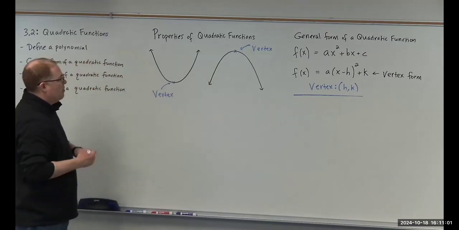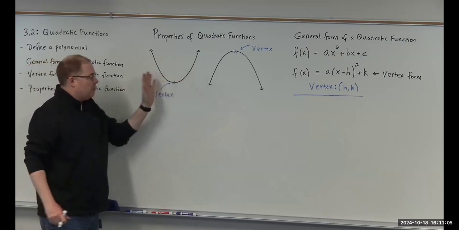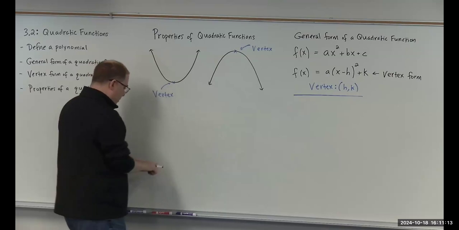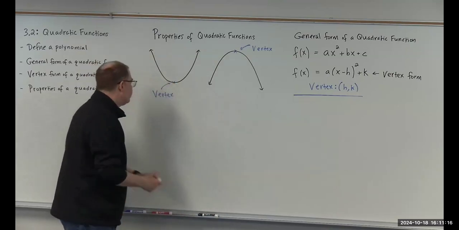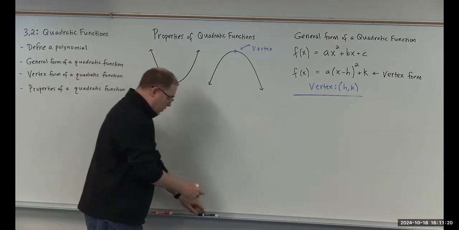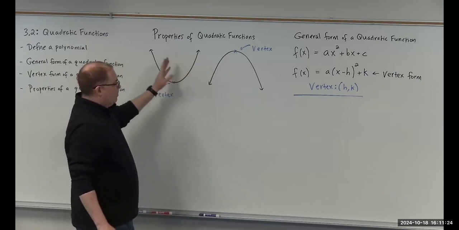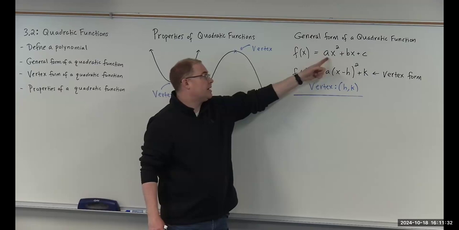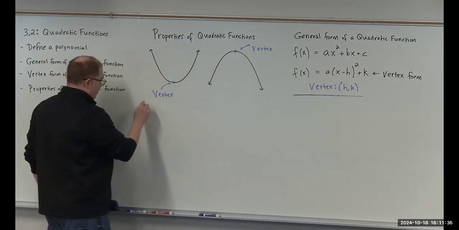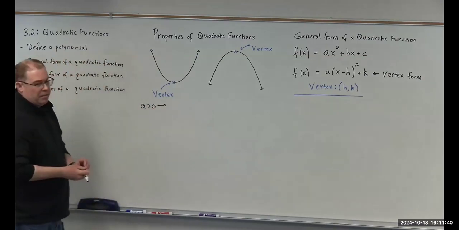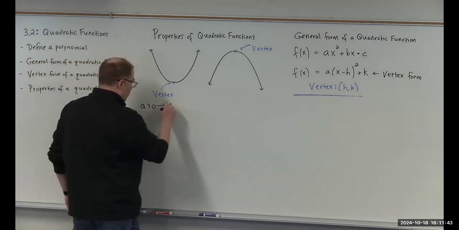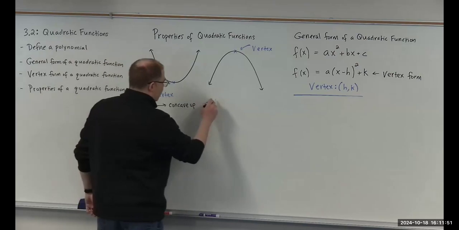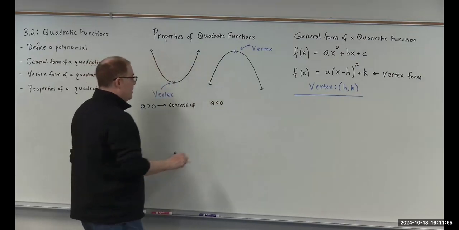One of the properties is that you have either it facing up or facing down. Generally we say it's concave up or concave down. To decide which case it is depends on the a value, the value in front of x squared. If a is positive, the function has to be concave up, meaning it's facing up like this. If a is negative, it's going to be concave down.